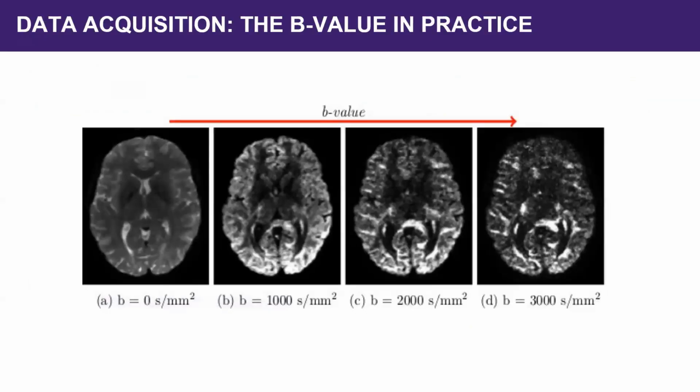So this is an example. You have a b0 that in the base is a T2 image, and later you can evaluate what happens when you apply a b value of 1,000, which is the standard for brain imaging. But if you have higher b values, you will have less signal.